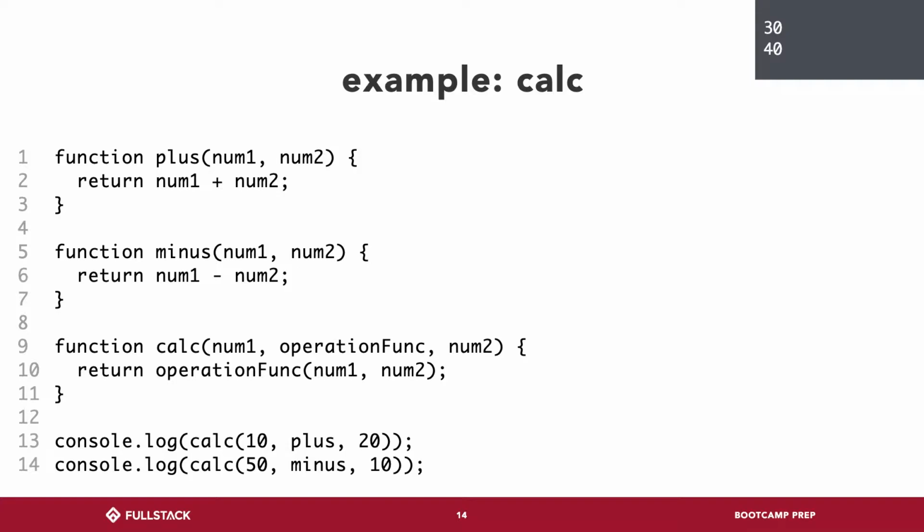So down here, when you call calc, you're passing in plus. You're passing in minus. So a function will be treated the same way as you treat a number. Yes. Yeah, you would just call that function. Exactly. In this case, plus and minus are callbacks. And calc is the higher order function.